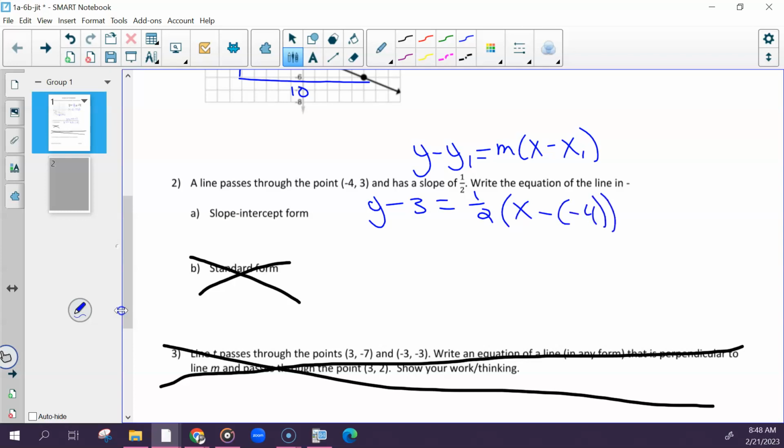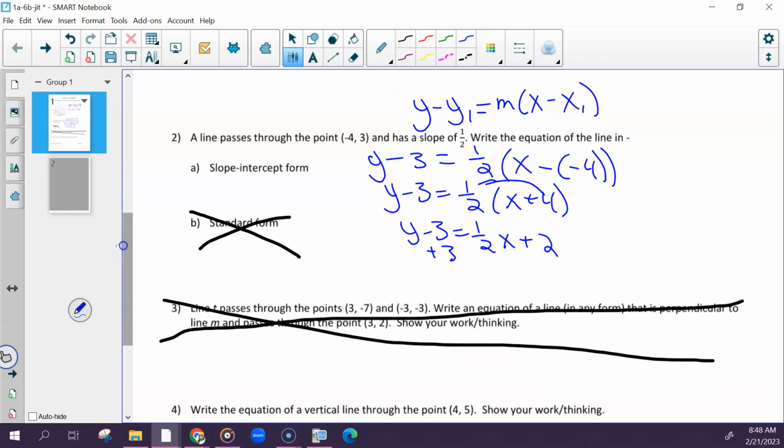Or if you jumped ahead and made that a plus, that was also fine. I'm going to make it a plus now. Then you would still need to distribute. And then get rid of the 3 by adding it to the other side. So your final equation should have been y equals 1/2 x plus 5. Who all got that? Okay. Do we have questions on that one?